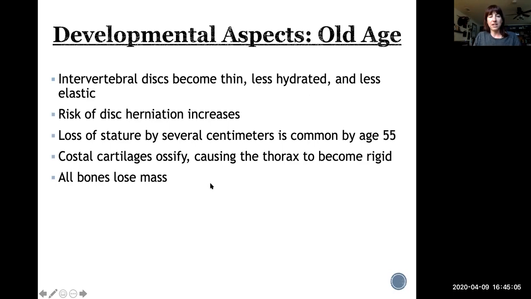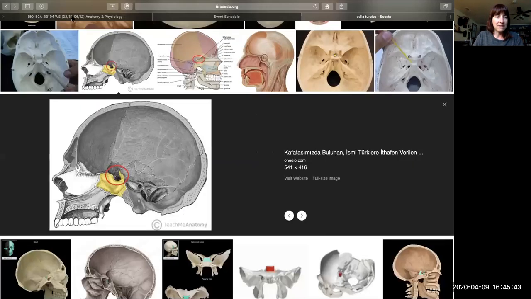Your costal cartilage, the cartilage that connects your ribs to your sternum, starts to ossify, so it's not as flexible. So the thorax becomes rigid. And then, of course, all of your bones lose mass. As we learned on Tuesday, we can try to avoid a lot of this by getting enough vitamin D and calcium and doing weight-bearing exercises, right? Always doing your weight-bearing exercises, staying active. And doing hormone replacement therapy if you go through menopause or lose estrogen for one reason or another. And that, my friends, is that.